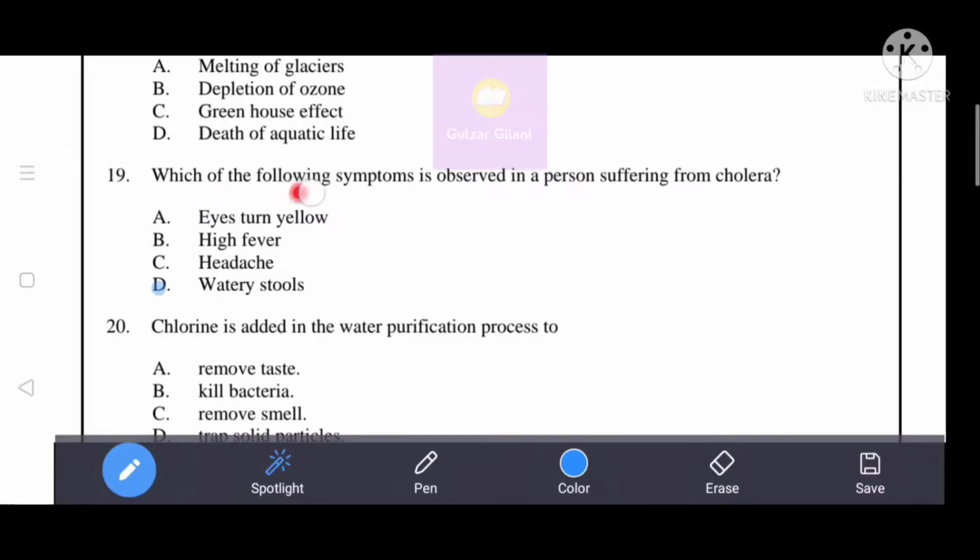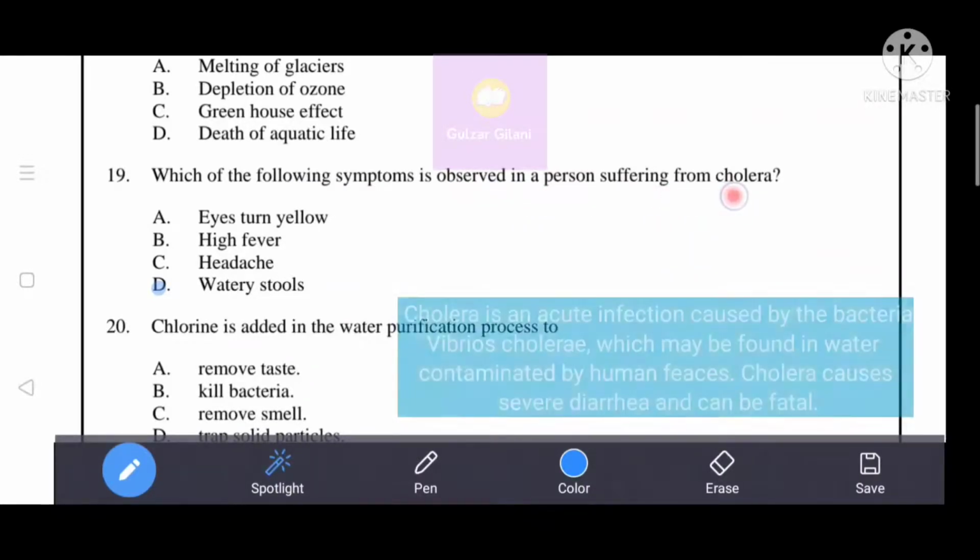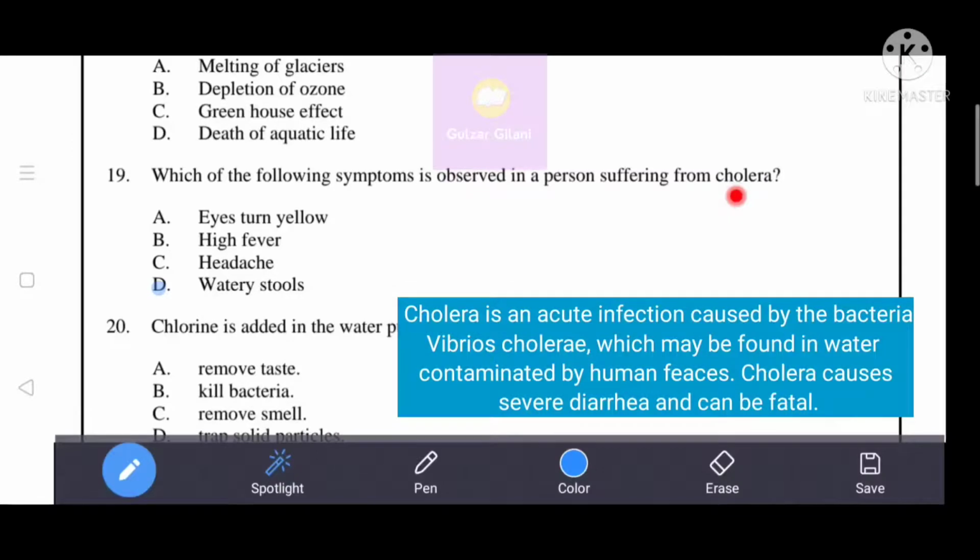Which of the following symptoms is observed in a person suffering from cholera? Cholera is an acute infection caused by bacteria which may be found in water contaminated by human feces. Cholera causes severe diarrhea. That's why option D, watery stools, is the correct answer. Means D is the right answer.